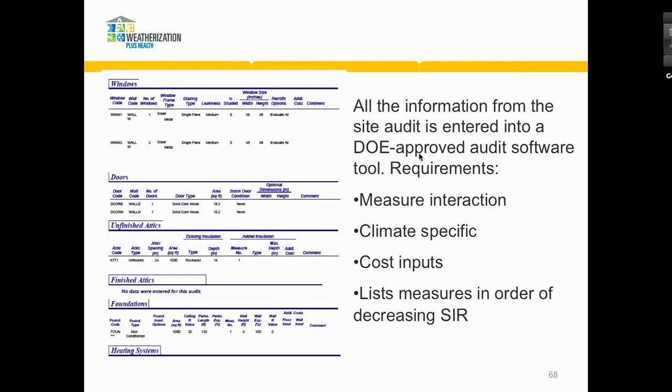It has to list measures in order of decreasing SIR. That's the savings to investment ratio. A term some of you might be more familiar with is return on investment. In the Weatherization Assistance Program, any energy conservation measure that we put in the house, and this doesn't apply to health and safety measures, any energy conservation measure must pay for itself over its useful life.